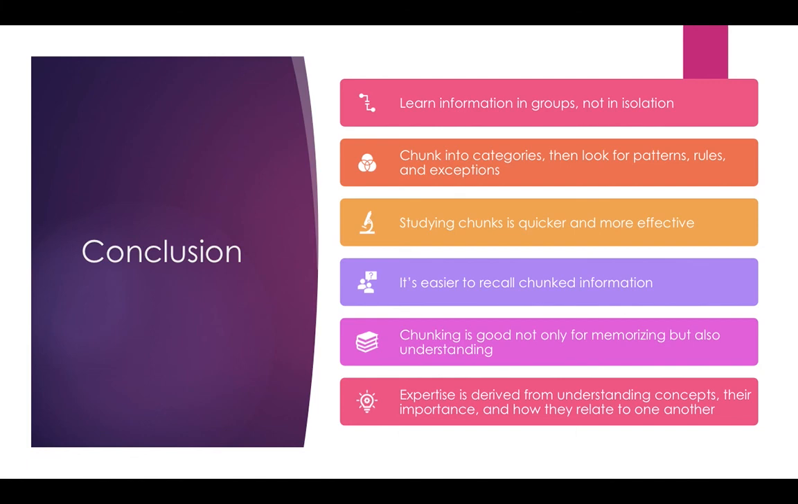And piggybacking on that, expertise. And I hope that's what you're shooting for, is expertise. Not just to be okay, but to be really good. Expertise is derived from understanding concepts, their importance, and how they relate to one another, which is what you can do if you're chunking. If you're not chunking, it's going to be really hard to do that if you don't know how things relate. If you're not grouping things, if you're not showing how they relate to one another, it's going to be tough to understand anything deeper than just the immediate details and factoids.